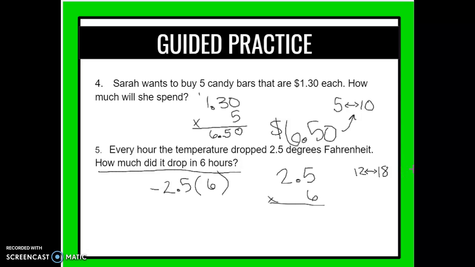So 5 times 6 would be 30. 6 times 2 is 12, plus 3 would be 15. I have 1 decimal place, so I'm going to move this over. And so my answer is negative 15. So it went down 15 degrees Fahrenheit. And my answer is in between 12 and 18, so that makes sense.